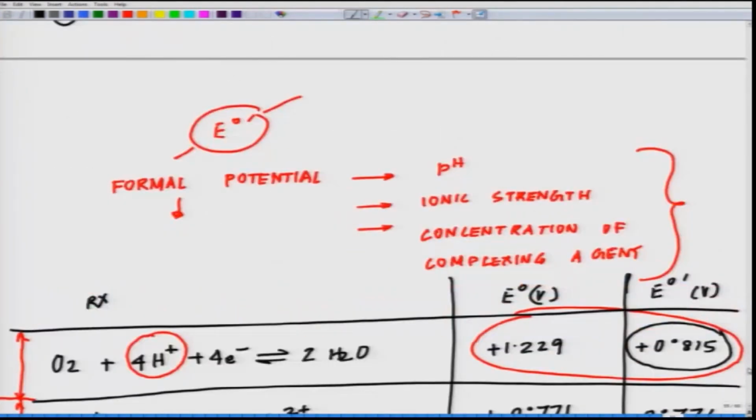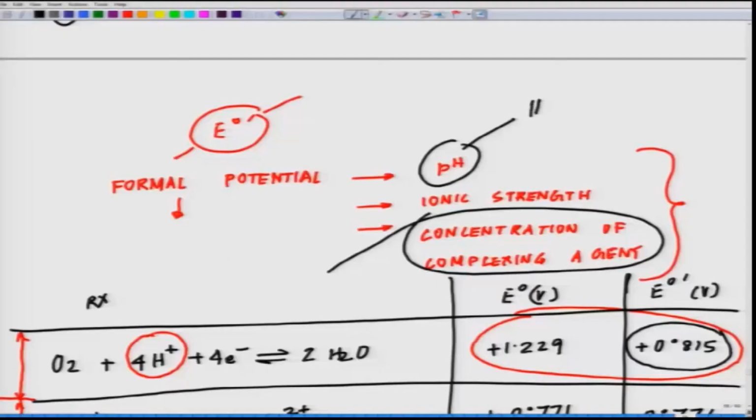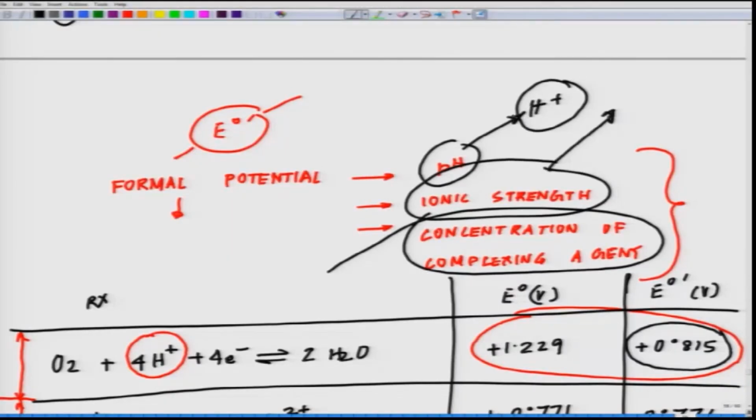is the concentration of the complexing agent. This part is very critical, the concentration of the complexing agent. We will come later with the monoprotic system, diprotic system. I am not introducing all those at this point purposefully, but what I want is you people understand that whenever we talk about the formal potential, for the use in the biochemical reactions, we have to always keep in mind H plus ion concentration, ionic strength, it cannot be unity, and the concentration of the complexing agent will come later as we will move on to the different kind of electrodes.